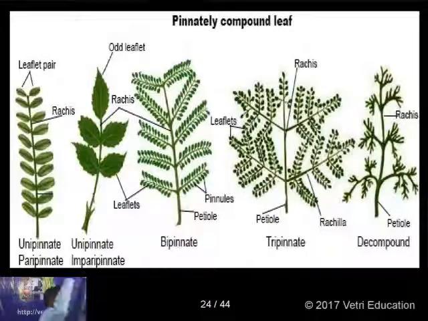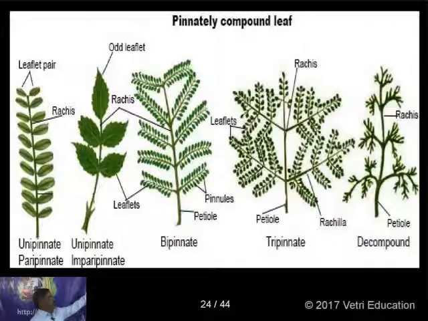Here you can see the diagrams. Paripinnate ends with a pair of leaflets at the end, and imparipinnate has an odd leaflet at the end. And here the next one, bipinnate. This is the primary rachis, and the leaflets are arranged on the secondary rachis. So it is bipinnate. And in the tripinnate, you can find the tertiary rachis, the third rachis, so this is the primary, secondary and tertiary rachis, where you can find the leaflets.